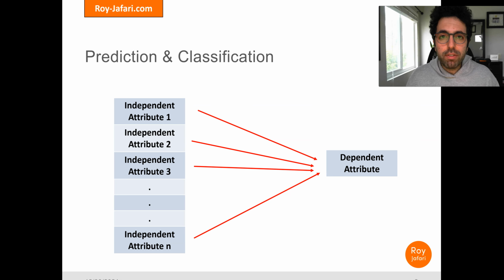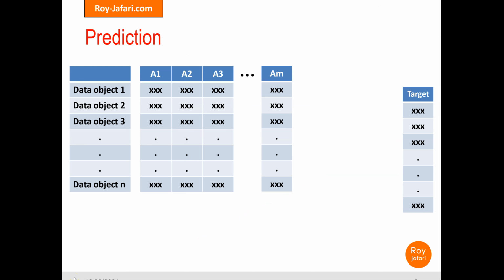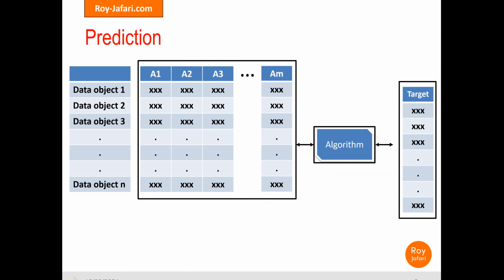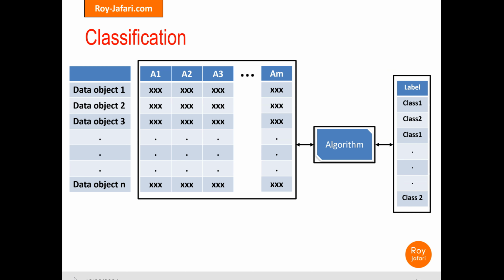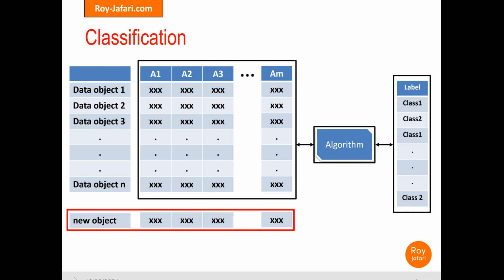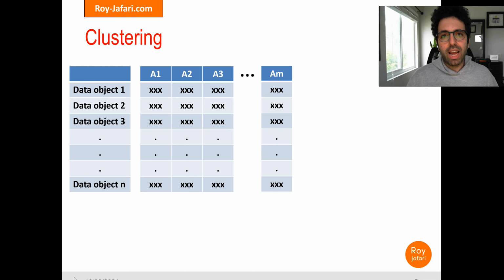The only difference between prediction and classification, as we've seen, is that for prediction, our target is a numerical attribute, but for classification, our target is a label or a category. That's the only difference, and they are both supervised models.